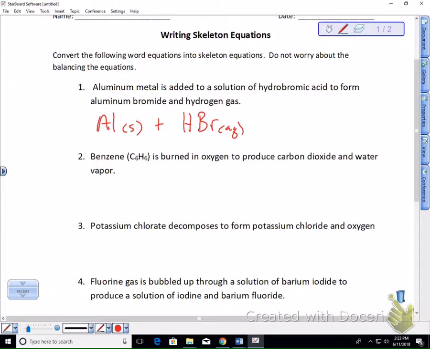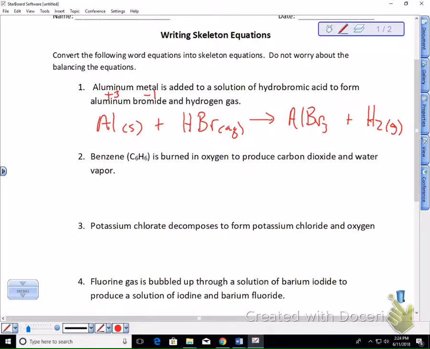Okay, so I'm going to put my yield sign to know that we're in products now. And now I need to write the formula for aluminum bromide. This is ionic. We have to remember that aluminum is +3 and bromide is -1. So the formula will be AlBr3. And then hydrogen gas. We learned earlier this year that hydrogen is one of the diatomics. And so it is H2.